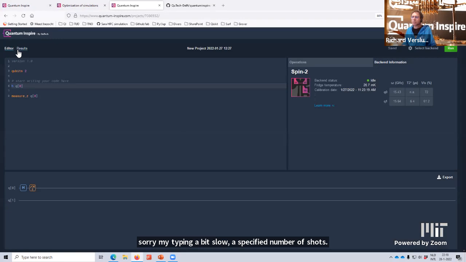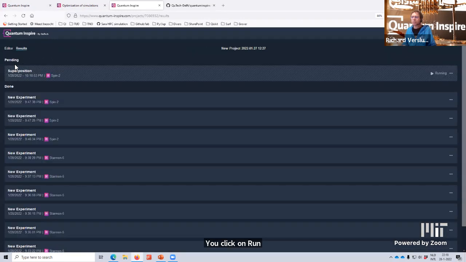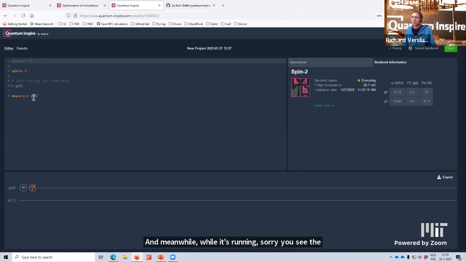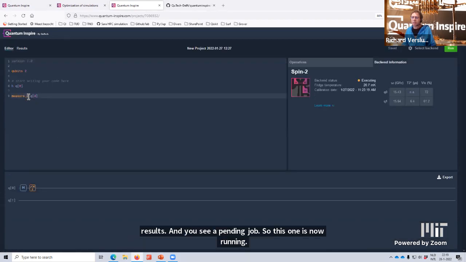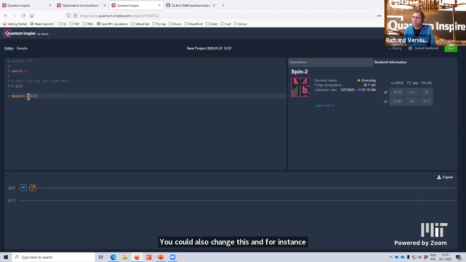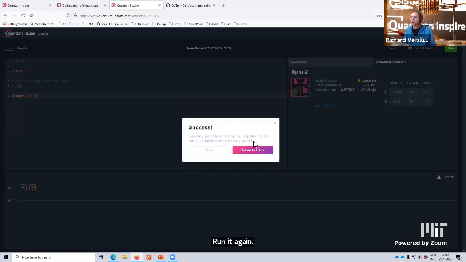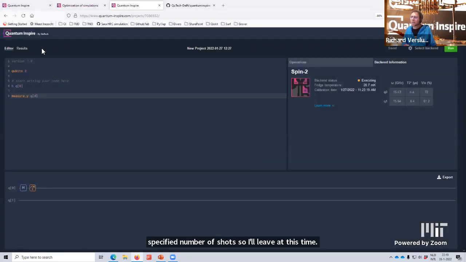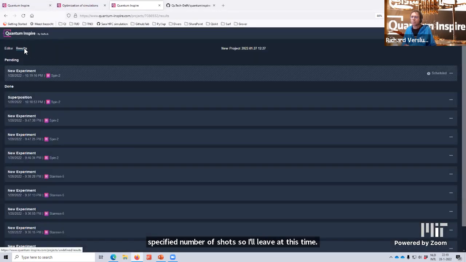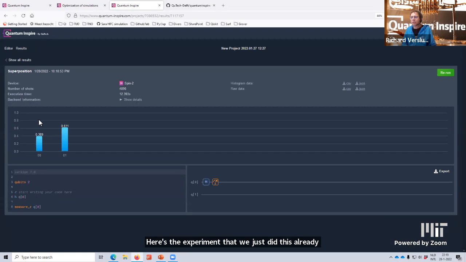And meanwhile, while it's running, here you see the results, and here you see a pending job. So this one is now running. You could also change this and, for instance, measure in the Y direction. Run it again. Specify the number of shots. I'll leave it this time. And here you can look at your results. Here's the experiment that we just did. It's already finished. The other one is scheduled to be run.